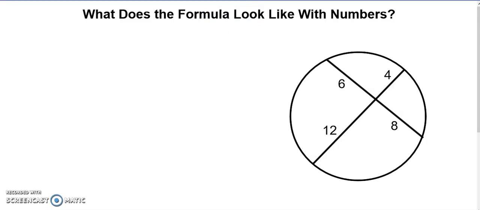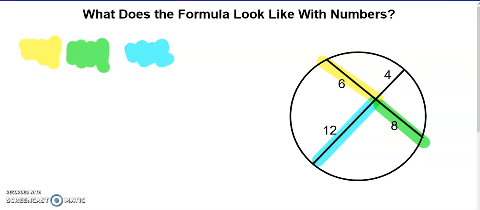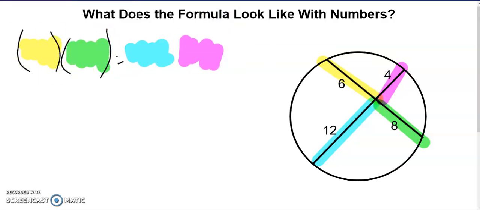So we're going to do the same thing. I've got two chords that intersect inside a circle. Here's one chord. Here's another chord. I'm going to take the yellow length and multiply that by the green length. And I'm going to take the blue length and multiply that by the purple length, and these products are going to be equal to each other.